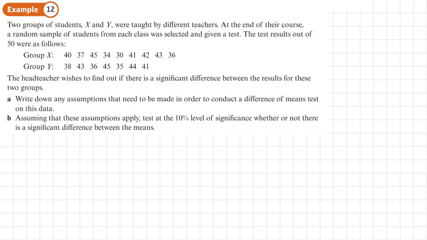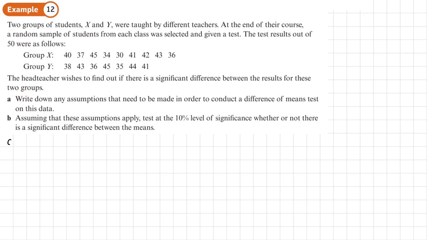Example 12. Two groups of students, X and Y, were taught by different teachers. At the end of their course, a random sample of students from each class was selected and given a test. The test results out of 50 were as follows. Okay, so this is group X here, this is group Y here. The head teacher wishes to find out if there is a significant difference between the results for each of these two groups.